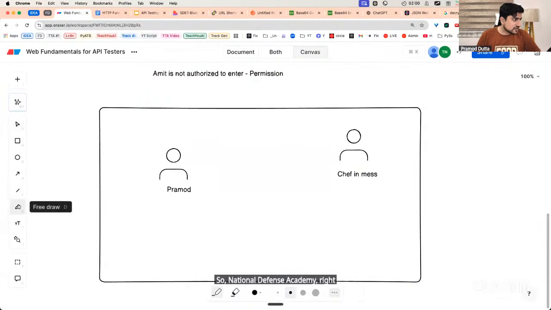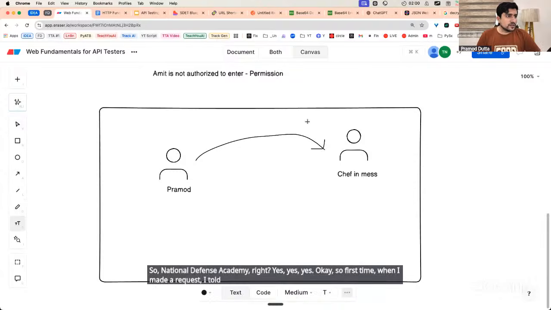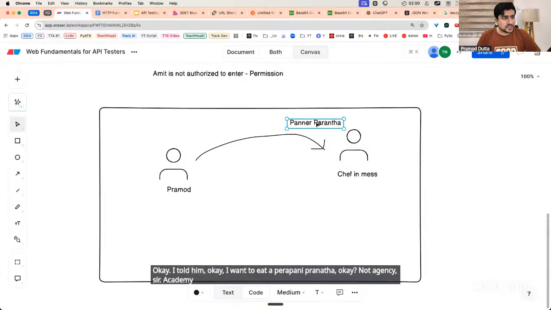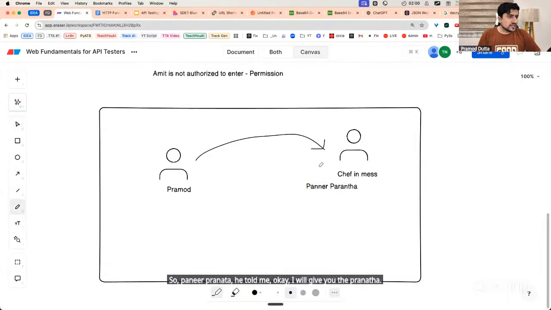Yes, yes, yes. Okay. So first time when I made a request, I told him, okay, I want to eat paneer paratha. I told him, okay, I want to eat a paneer paratha. Not agency, sir. Academy. Yes, yes, it's an academy. I'm really sorry for that. So paneer paratha. He told me, okay, I will give you the paratha. Then he has given me, right?